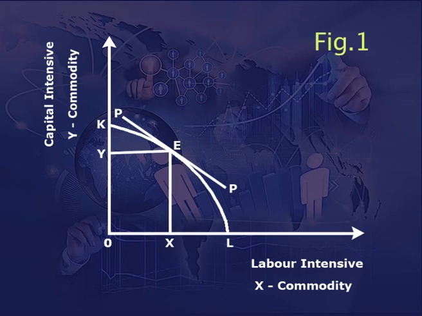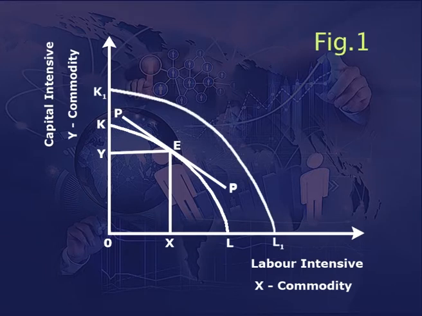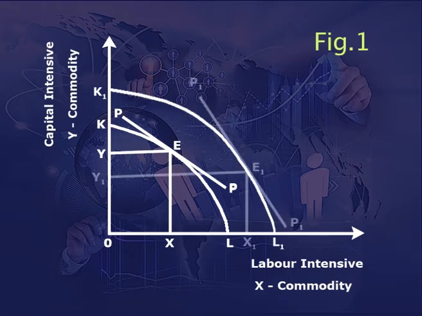Its initial production possibility curve is KL and the production point is E, where the price line PP is tangent to the KL curve and it produces OX of X and OY of Y. When the supply of labor alone increases, the production possibility curve KL shifts upwards to K1L1. The price line P1 is tangent to the curve K1L1 at the production point E1, where country A produces OX1 of X and OY1 of Y.